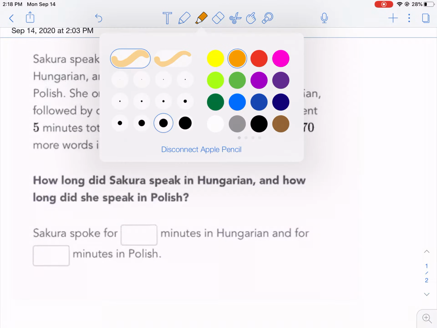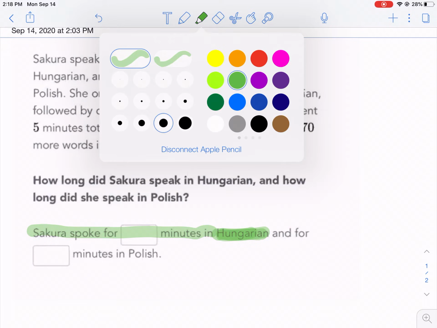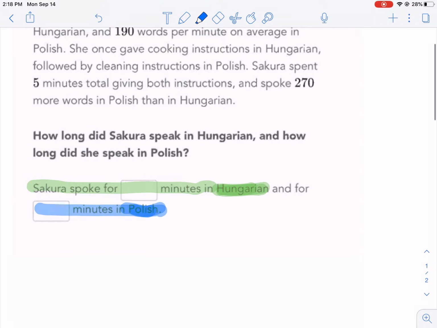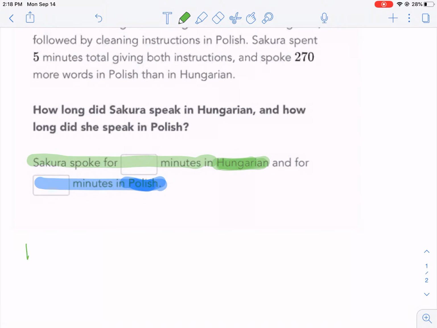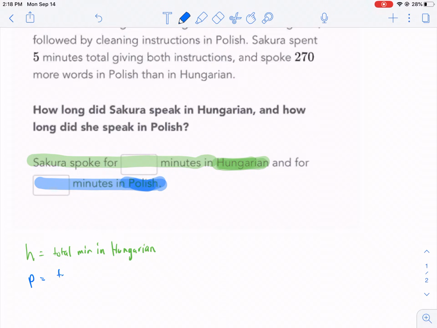The first thing you always do in system of equations is you want to define your variables. And it's very clear here. We want the number of minutes in Hungarian, and we want the number of minutes in Polish. So let's go ahead and establish those as our two variables. So we have H, we'll make that total minutes in Hungarian. And then P will be equal to total minutes in Polish.